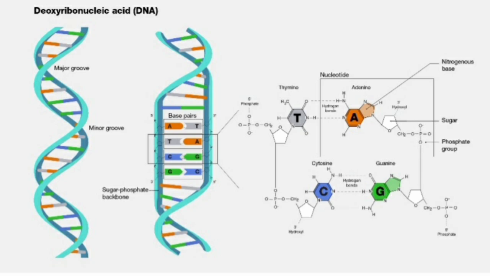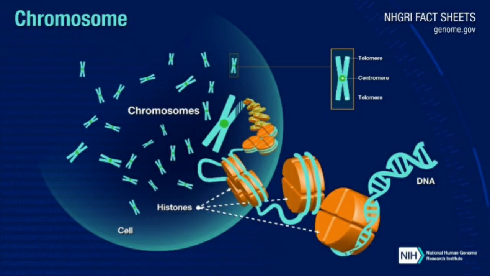So, now let's come to the topic called chromosomes and genome. So, what are chromosomes? DNA is packed into structures called chromosomes, which are found in the nucleus of cells. In humans, each cell typically contains 23 pairs of chromosomes, or 46 chromosomes in total in one cell, with one set inherited from each parent.